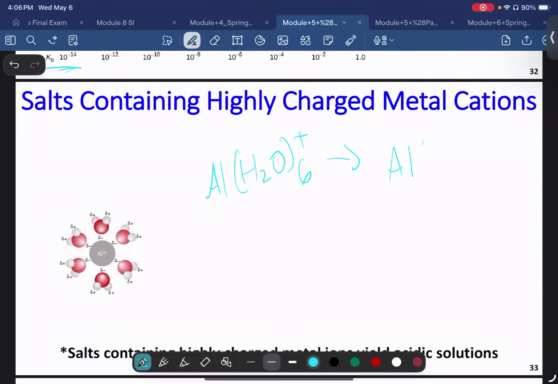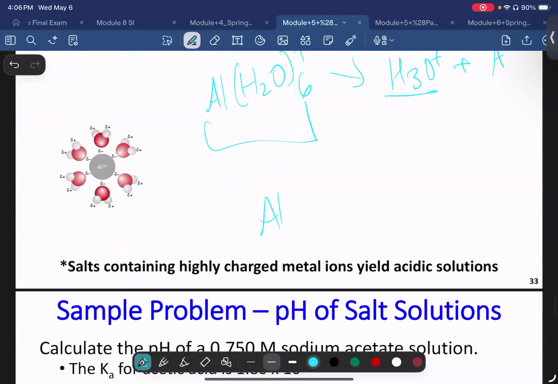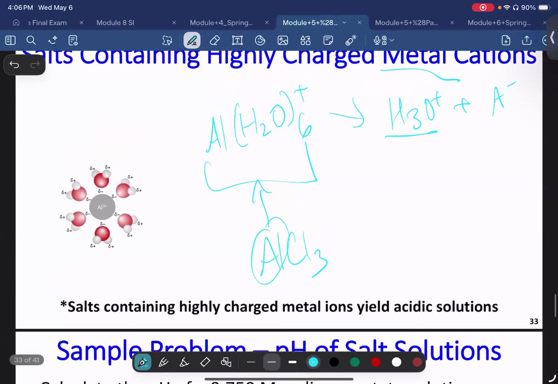So it's just going to create hydronium and then some other product, right? I don't really know what, but it's acting like a weak acid in this case. And so the idea is that these kinds of complexes, or even a salt like aluminum chloride, the ion is going to create this kind of complex and then it acts like an acidic ion. So the idea is that metals with high charges can create acidic solutions.